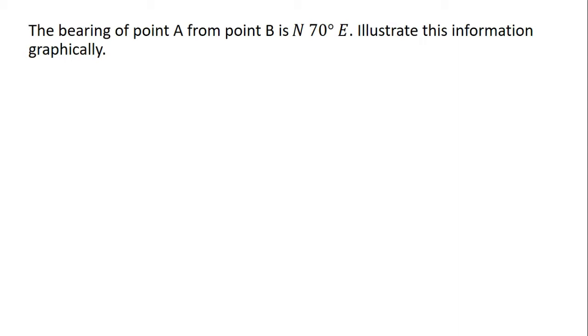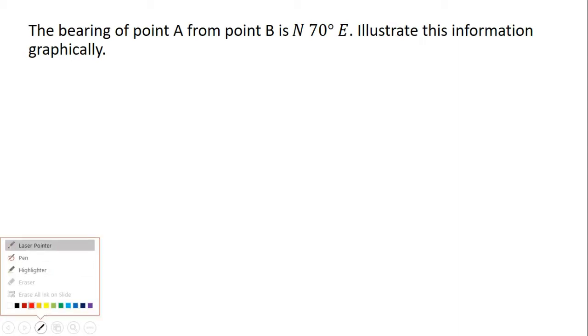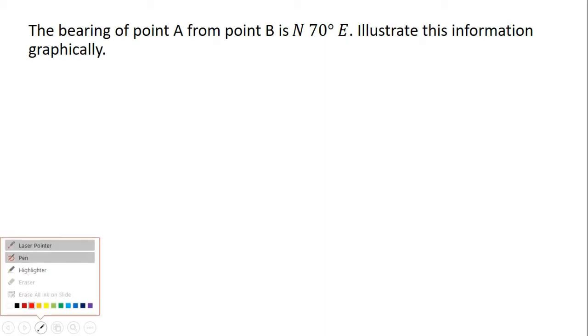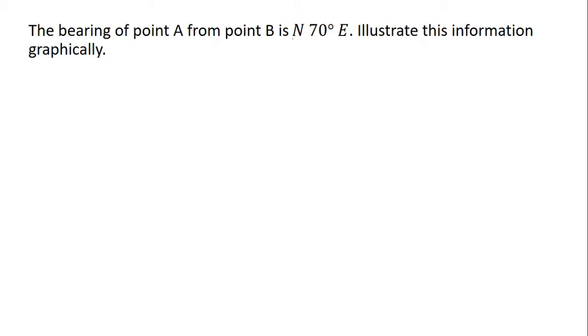Illustrate this information graphically. So we are supposed to illustrate this compass bearing on a diagram. In the previous video, we learned that this is an example of a compass bearing. The question is telling us to represent the bearing of point A from point B. It means that in this case, we are going to start from point B and we get to point A. So point B is our starting point. The bearing given to us is north 70 degrees east and our ending point is point A.